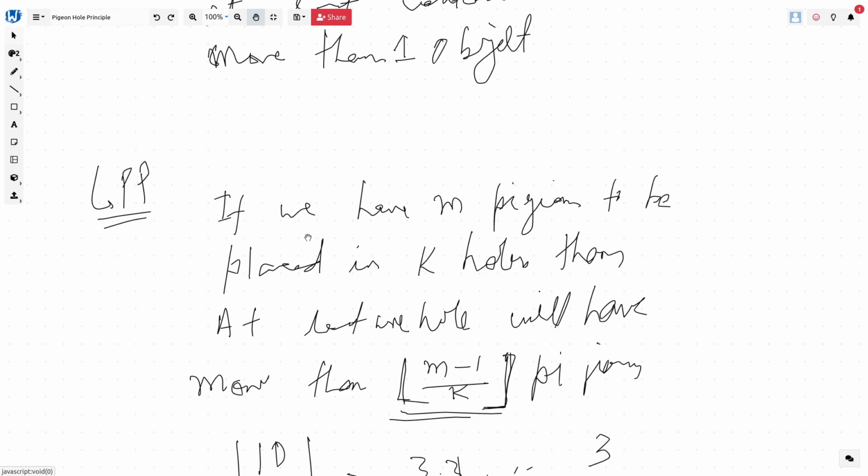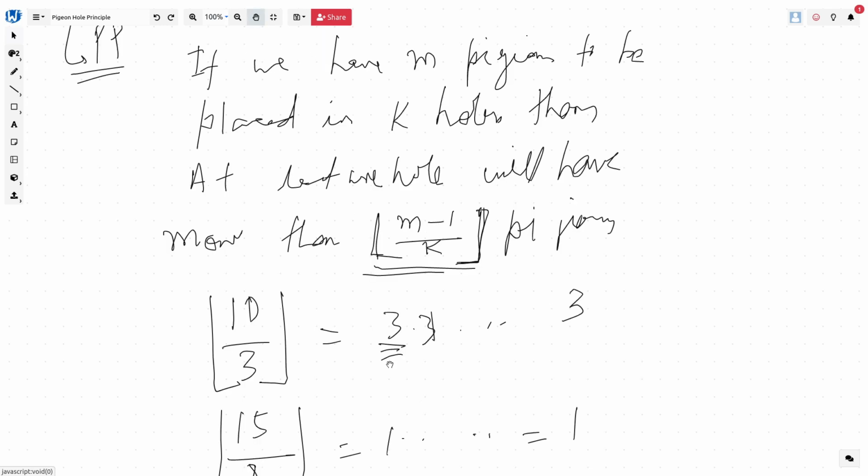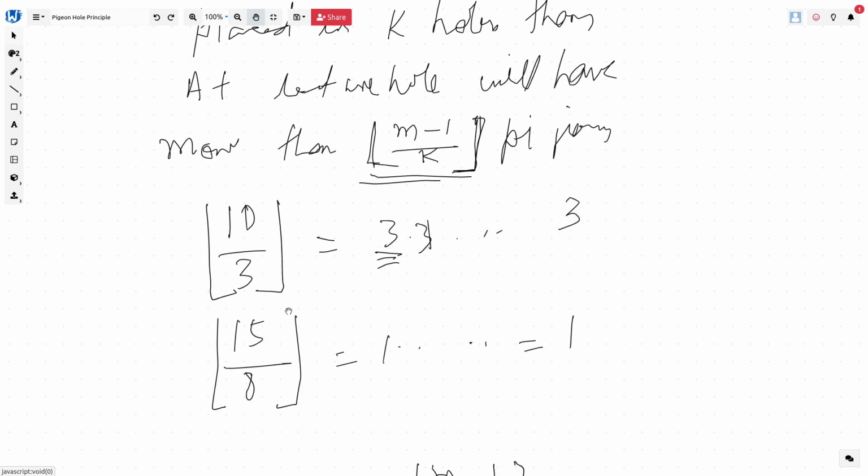It says that if we have m pigeons to be placed in k holes, then at least one hole will have more than the floor of (m minus 1) divided by k pigeons. So we will define what the floor of a number means. Floor is nothing but the greatest integer not exceeding the number. So 10 by 3 is 3.3, so its floor is 3. Similarly, if you try to find the floor of 5 by 8, it will be 0 point something, so the floor will be 0, right?